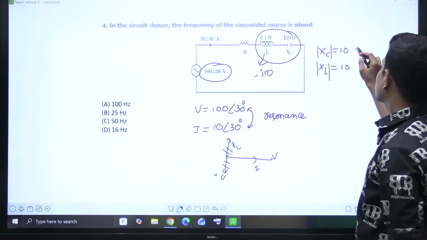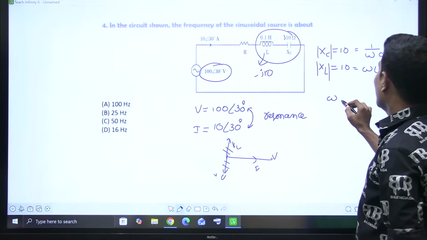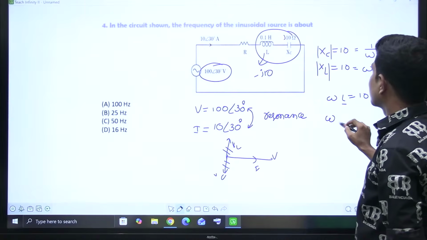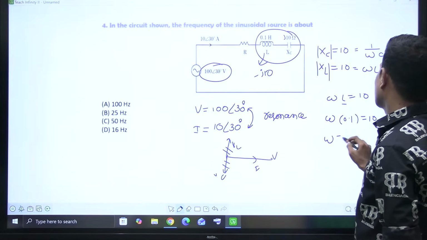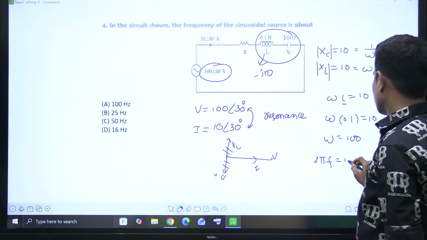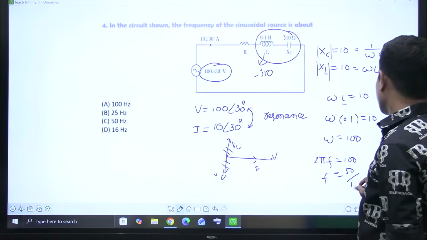Now, what is XC? 1 by omega C. What is XL? Omega L. Omega L is equal to 10, and L is given as 0.1, so omega is equal to 100. Omega is 2 pi F, which is equal to 100. So F is equal to 50 divided by pi.